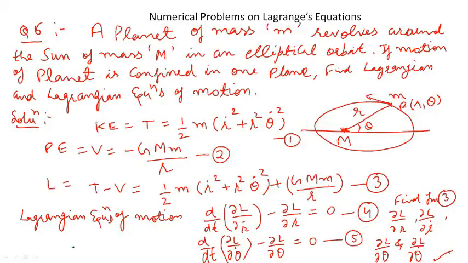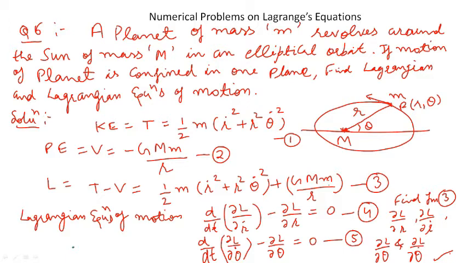Hello everyone, today we will solve some more numerical problems based on Lagrangian equations. The first problem is: a planet of mass small m revolves around the sun of mass capital M in an elliptical orbit. If the motion of the planet is confined in one plane, find the Lagrangian and Lagrangian equations of motion.